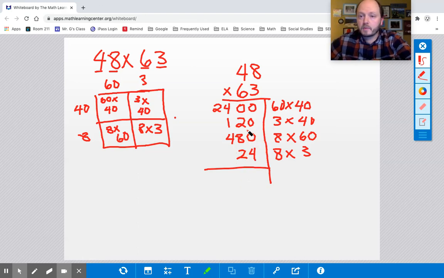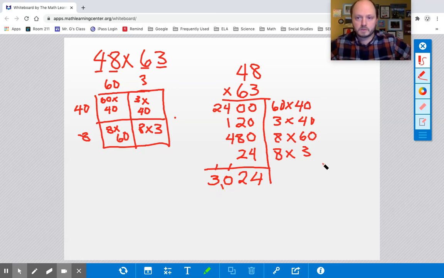And then we just add up those 4 different partial products. Okay, so we're going to have 4. We're going to have 2 plus 2, which is 4, plus 8, which is 12. Carry that 1. We have 1 plus 4, which is 5. That makes 10. And then we have 3,024.